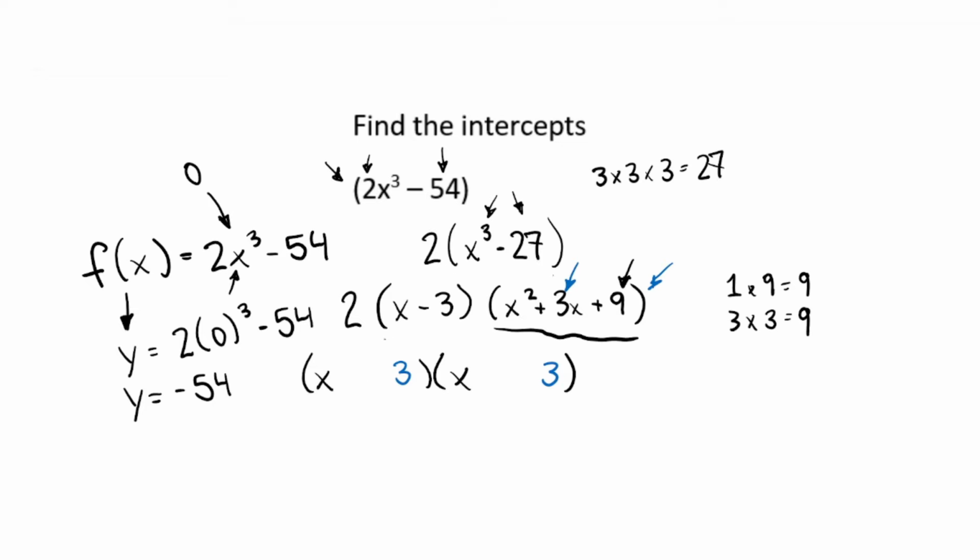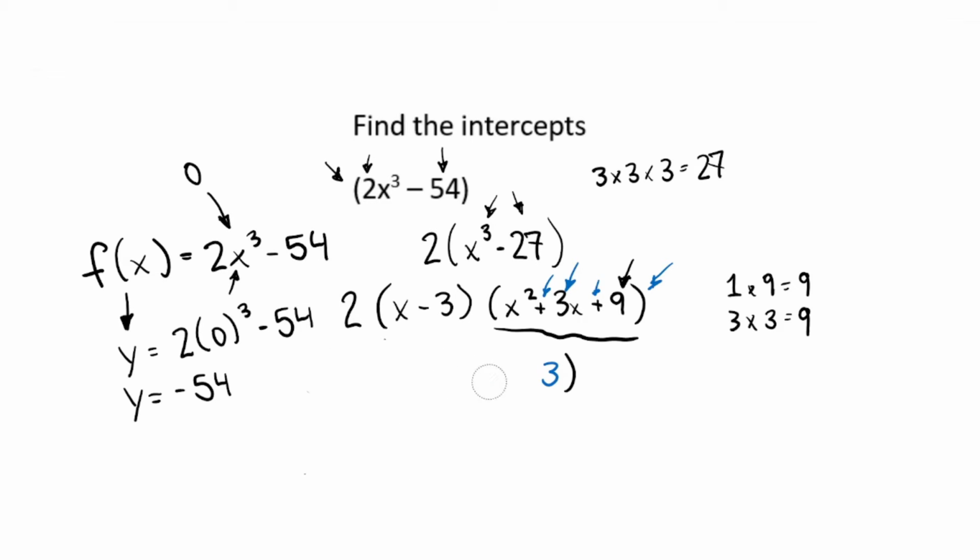Because both terms are positive here, you know you're going to have two positives. Let's FOIL this and see what we get: x squared plus 3x plus 3x plus 9. The middle term is going to be a positive 6x plus 9. That does not work. So this is a prime trinomial, it cannot be factored anymore.